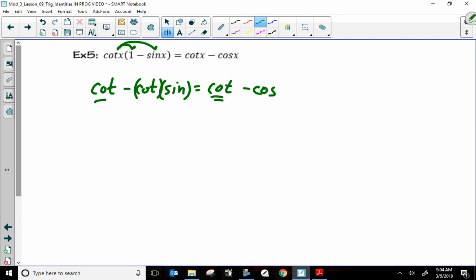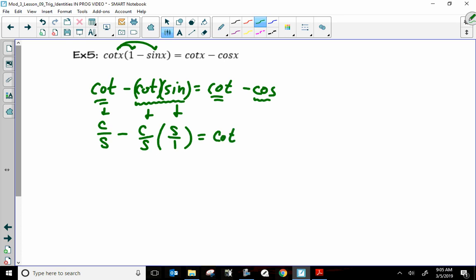Well, look, we got this here, so chances are this is going to turn into cosine. And that's what we're hoping. So now, changing everything to sine and cosine still helps. And I could have done that with any of these other problems. This is cosine over sine minus cosine over sine for cotangent times sine over 1, that's sine, equals cosine over sine minus cosine over 1. This is what it looks like in sine and cosine form.